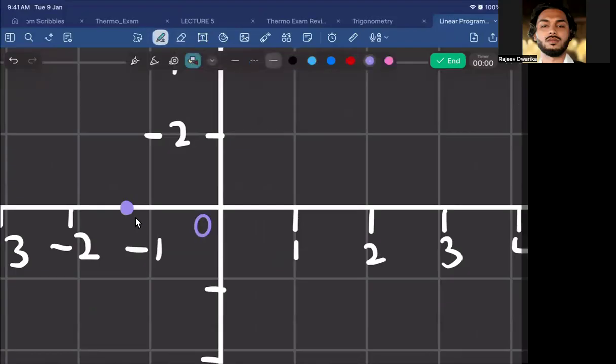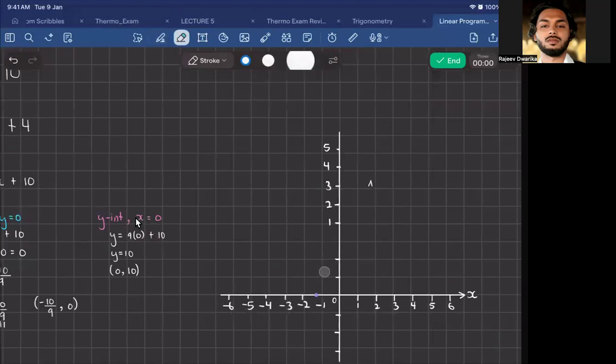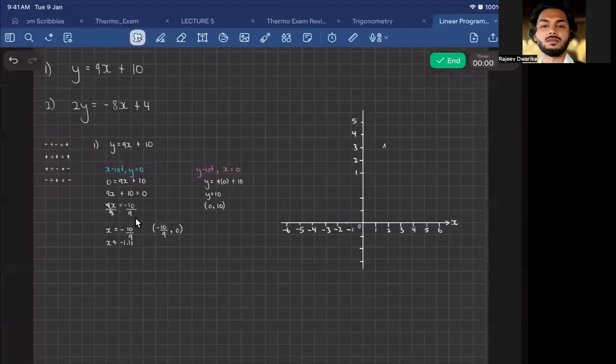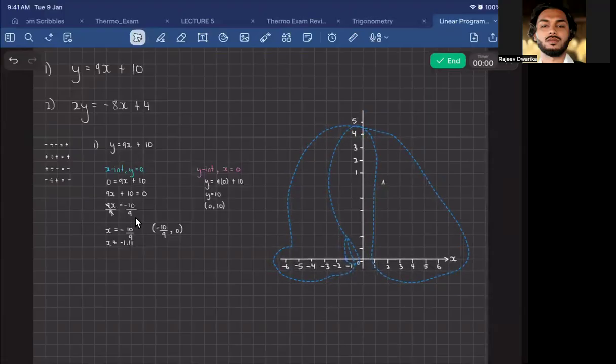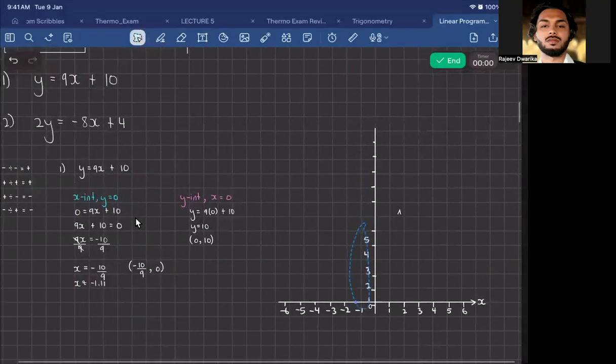Okay, so this will be 0. I'll just do a quick thing here. This will be 0. I don't think that will be enough space. 1, 2, 3. No, I'll just go wing it.